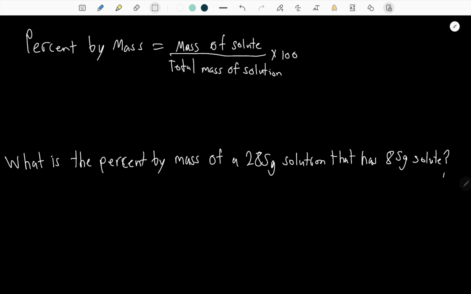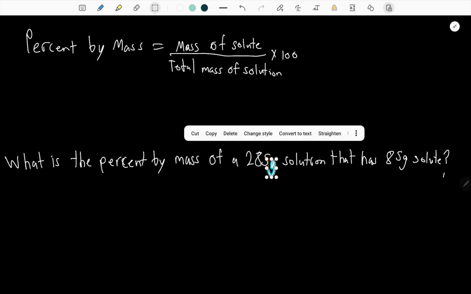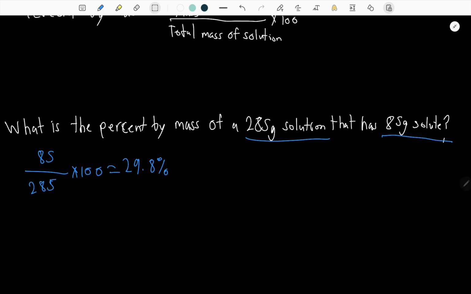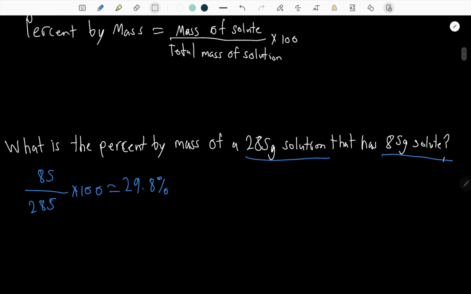Here's an example. The question is, what is the percentage by mass of 285 grams of solution that has 85 grams of solute? Now you have the formula, you can just substitute. It's going to be the mass of the solute, which is 85, over 285, which is the total mass of the solution, which is given here, times 100.